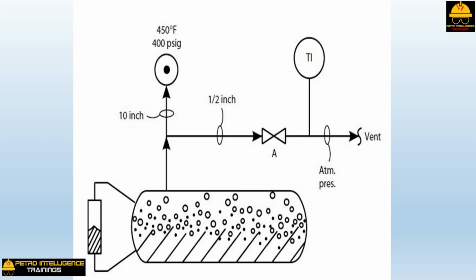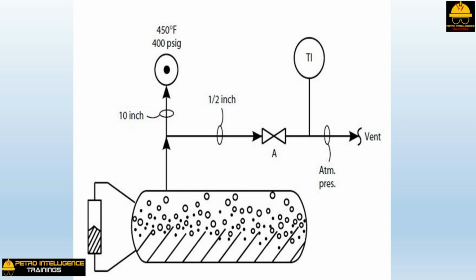Assume initially the 400 psig steam is dry but saturated at 450 degrees Fahrenheit. Depressuring this steam through valve A will reduce the steam temperature to approximately 360 degrees Fahrenheit. As the boiling water level rises and entrains into the 10-inch steam line, the temperature of the vented steam at T1 drops to 300 degrees Fahrenheit.